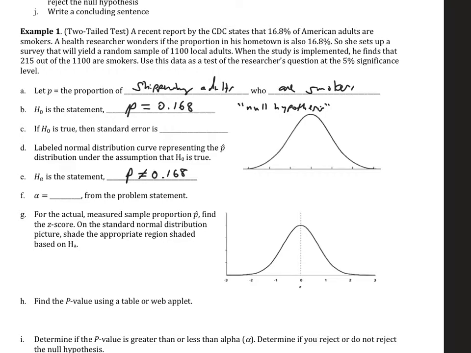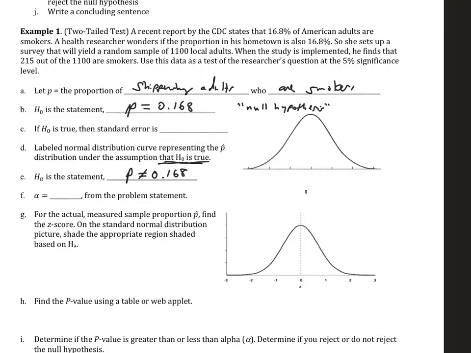Okay, so the way we approach this is we imagine a world in which the null hypothesis is true. The main thing is that I want to draw a picture under the assumption that H0 is true. So this is not something we know. This is something we are imagining, the hypothetical world where this exists. The main implication of the null hypothesis being true is that P is equal to 0.168.